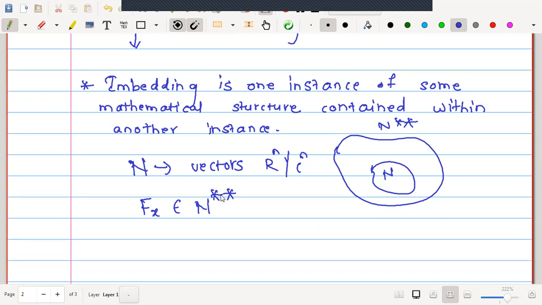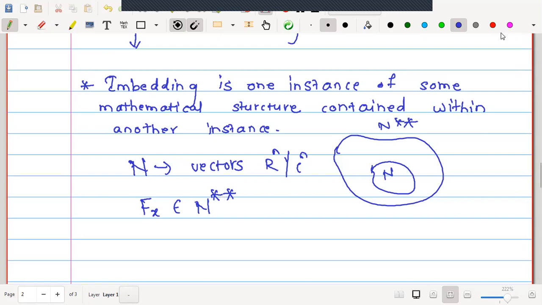That is, N is embedded into N double star, and this embedding is done with the help of the nature of elements. That's why this is called the natural embedding of N into N double star. That is, N is contained in N double star in some sense. What is the sense? The sense is in terms of isometric isomorphism.